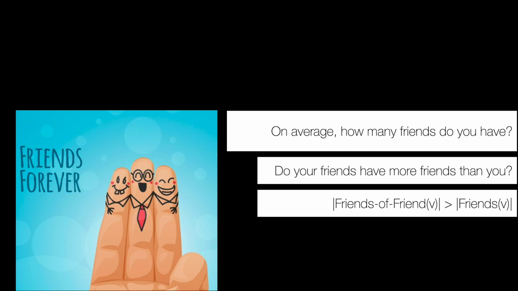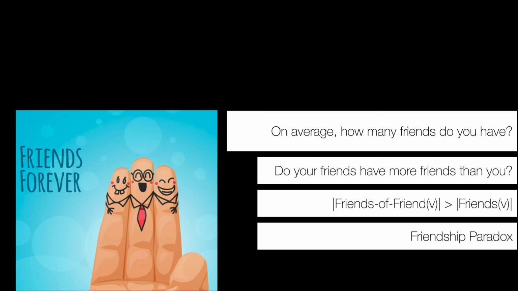And if we actually run this experiment and do some calculation on this, we find that on average, each of your friends has more friends than you. This is called the friendship paradox. If I have 100 friends, then on average, maybe my friends may have 200 friends. And this actually holds in a number of different places, both online and offline.